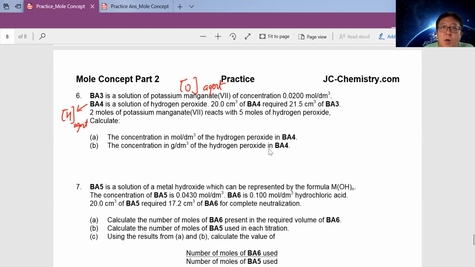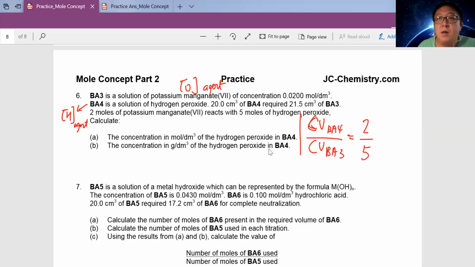So I will show you, the formula is CV of MnO4 over CV of H2O2. You all try this way. What did the question tell me? The ratio is 2 moles of potassium manganate reacts with 5 moles of hydrogen peroxide, so 2 over 5. You all try this way, I think it's faster. Can you see a calculator? You just have to key in one unknown to solve. Which one? You need to solve C of MnO4. Reshuffle, sub in the rest of the values into this equation here. Then you can solve for me.